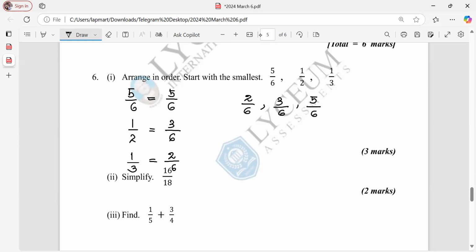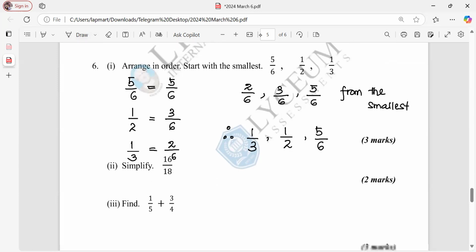By any chance, you write from the smallest. But if you keep this as the final answer, you don't get the full marks. Why is that? In the question, we don't have 2 over 6 or 3 over 6. Those are values that we converted for easy reference. Therefore, when you are writing the final answer, 2 over 6 means 1 over 3, comma, 1 over 2, comma, and 5 over 6. This is how we write.